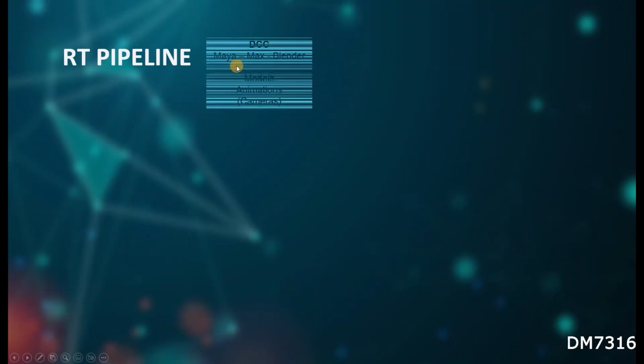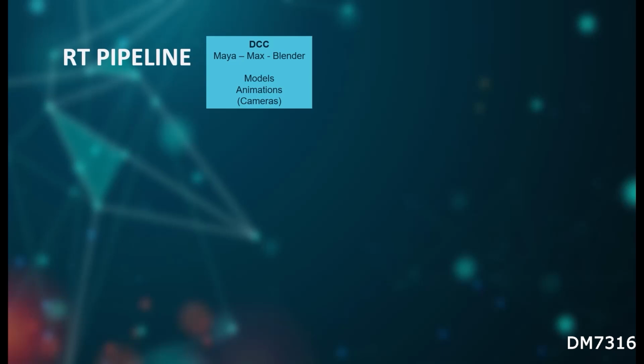So how do we work with a real-time pipeline? First, you have to understand that we don't do everything in Unity or Unreal. We're still using DCC software like Maya, Max, Blender to create the assets. Essentially we create the model, and later we will work on the animation.